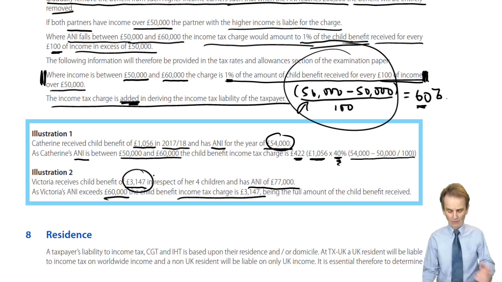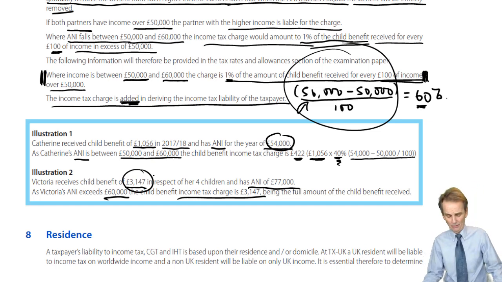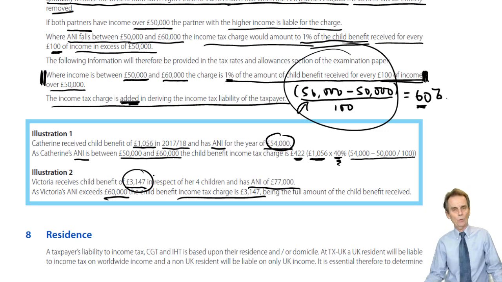So, here was it Victoria? Victoria received from the government a benefit of child benefit of £3,147 in the tax year, and that is now taken back by HMRC in the form of the child benefit income tax charge.